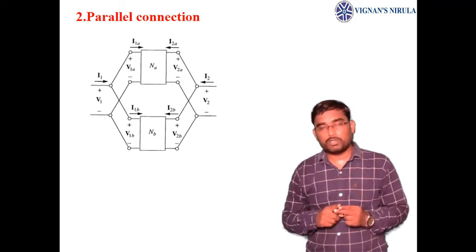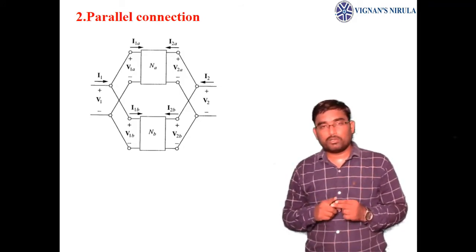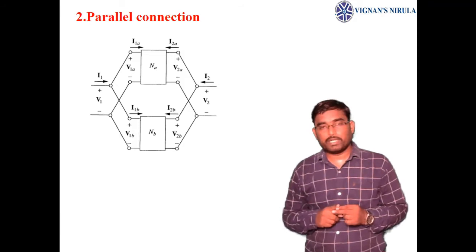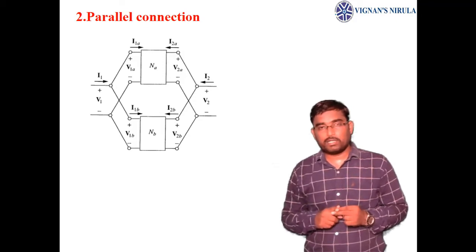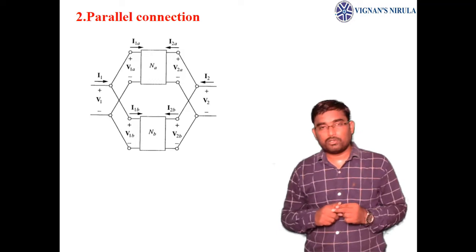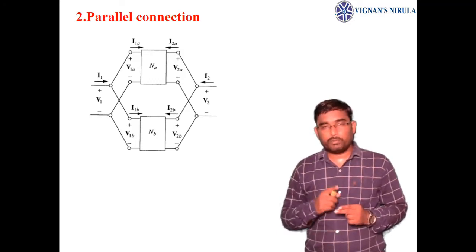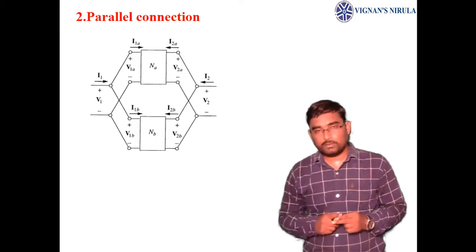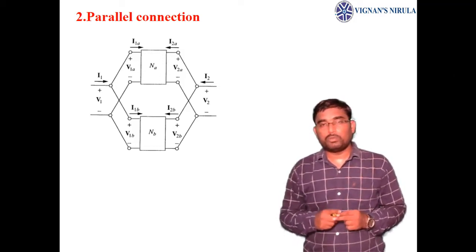How to connect output ports in parallel? See the figure. The first terminal of port 2 of network A should be connected to the first terminal of port 2 of network B. In the same way, the second terminal of port 2 of network A should be connected to the second terminal of port 2 of network B. So in this way, by connecting both input ports in parallel and output ports in parallel, we can get the parallel connection of two two-port networks.